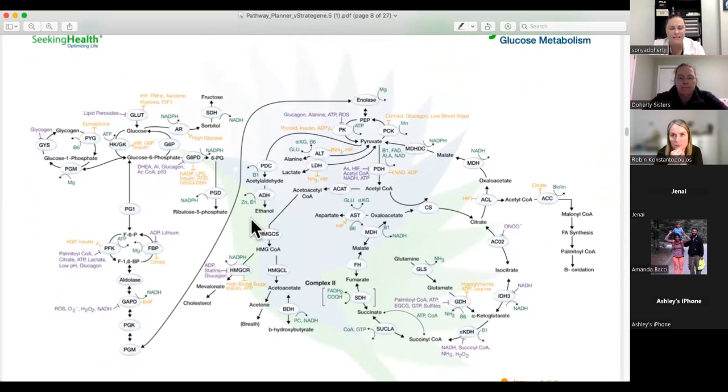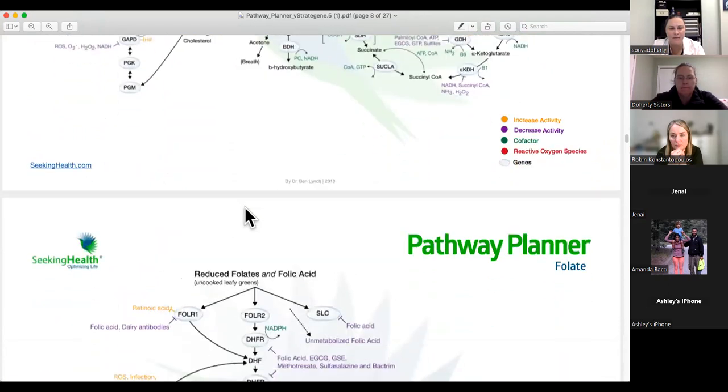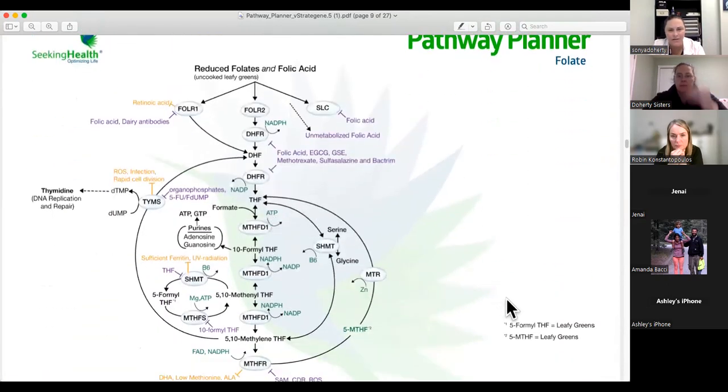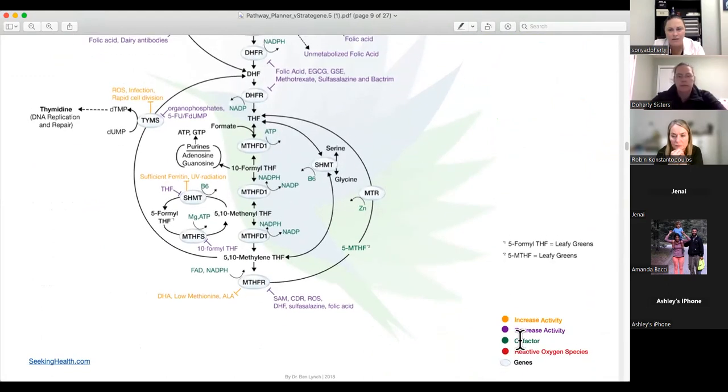And so I love this. I can send this to you if I haven't, Robin, but these are SNPs, the little bubbles. And then in green, it shows you what the cofactor is. And in purple, it tells you what decreases the function of the SNP. And then yellow, orange, whatever increases the function of the SNP. And SNPs are like enzymes, right? Like the bridges I think I talked about last time.